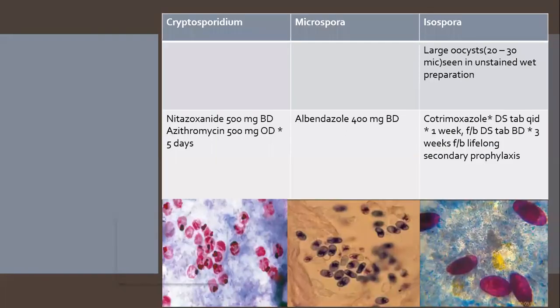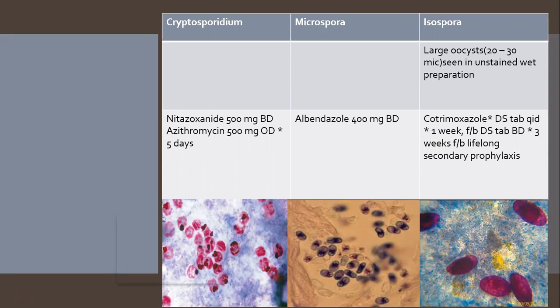Again, since protozoa is an age-defining illness, I have put it in separate slide. Cryptosporidium is small oocyst is seen. Right? If you are able to see, the treatment of choice for cryptosporidium is nitazoxanide 500 mg BD, azithromycin 500 mg OD for 5 days. Microspora responds to albendazole. Isospora is very easy to identify. It is a very, very large oocyst. The treatment of choice is cotrimoxazole.